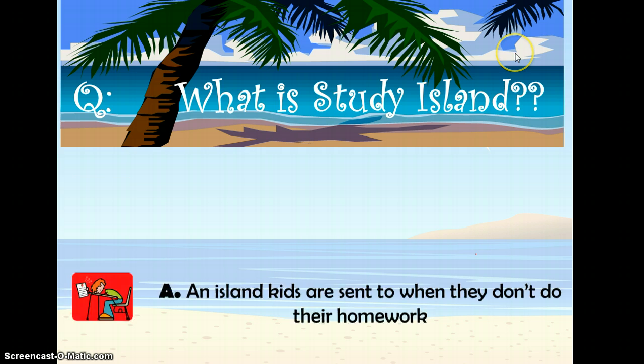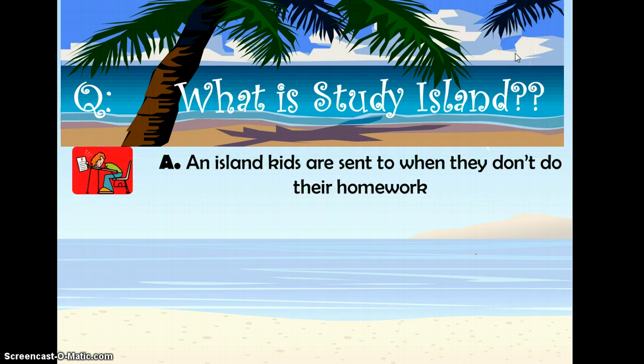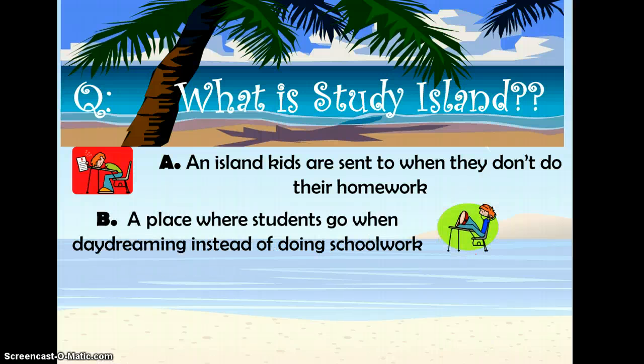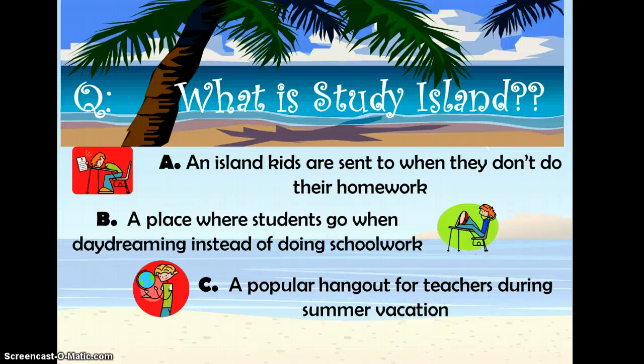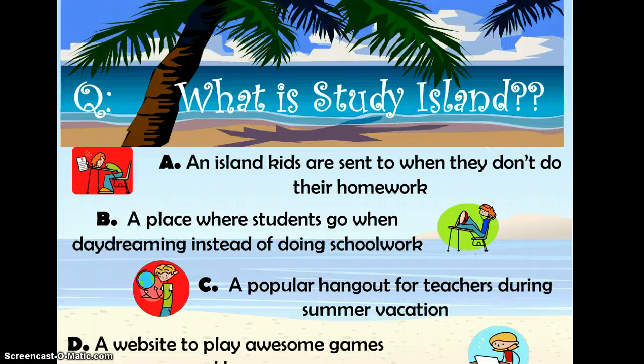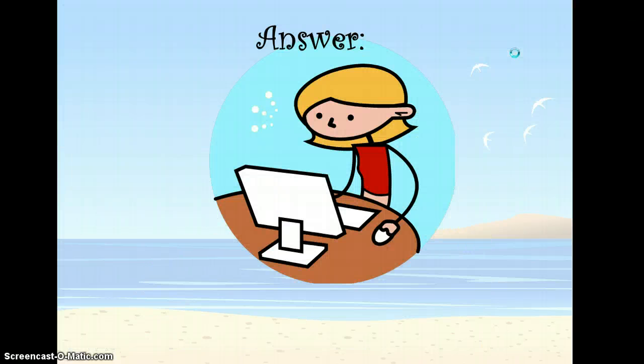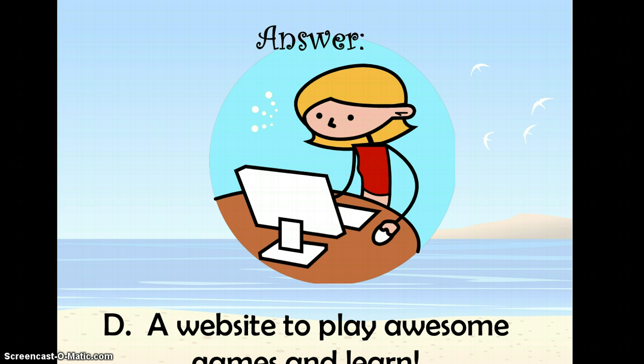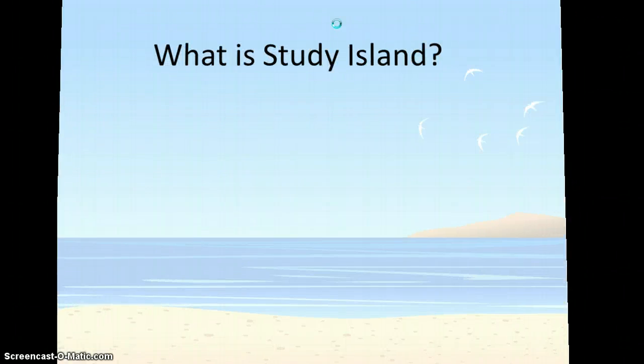So it is either A, an island kids are sent to when they don't do their homework, B, a place where students go when daydreaming instead of doing schoolwork, C, a popular hangout for teachers during summer vacation, and D, a website to play awesome games. So the correct answer is D, a website to play awesome games. And I think my screen is halfway cut off there for you. But it's just a way to play games and to try and work on some of your basic skills.